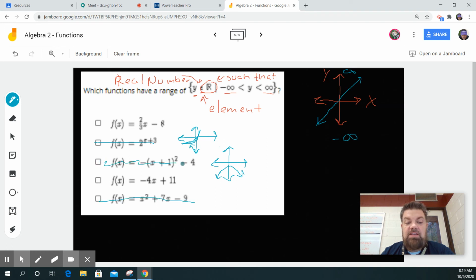We can eliminate that. But these are linear functions, right? So these linear functions look just like this, don't they? Because linear functions go, their domain is all real numbers, and therefore their range is all real numbers because it's a straight line. So those are the two that would have a range from negative infinity to positive infinity.